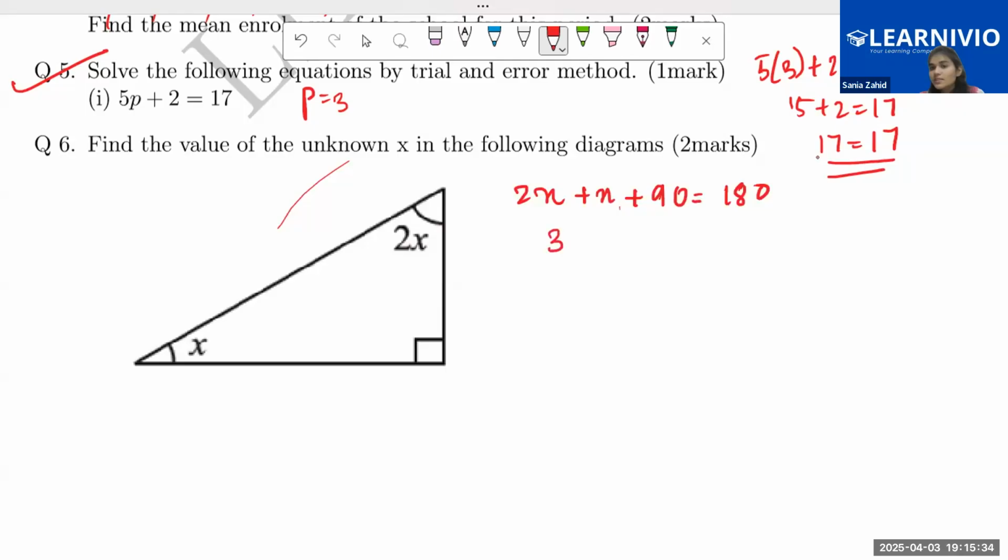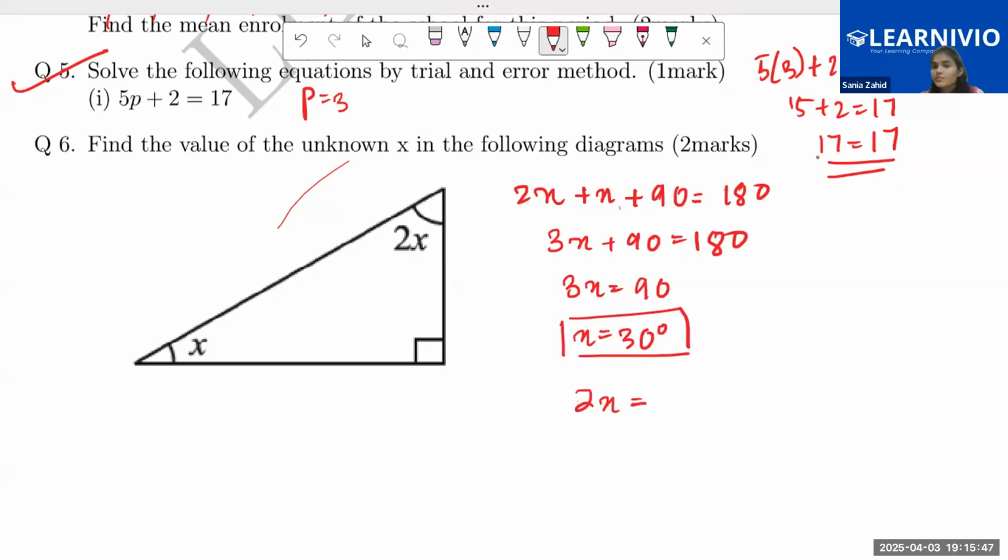So 2x plus x is 3x, plus 90 should give you 180 degrees. Now 3x should give you 180 minus 90. So x should be equal to 30 degrees. Very good. So if x is 30, 2x is equal to 60. Very good.